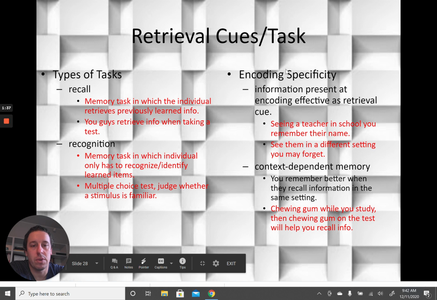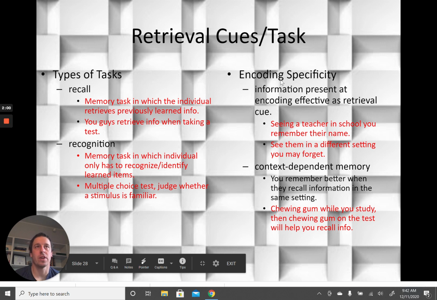And that's basically what is encoding specificity. And it is information present at encoding effective as retrieval cue. So the things that are around you when you're actually taking that information in, once again, chewing gum, studying in the same room that you took the notes, so on and so forth, that's going to allow you to remember a little bit better. So seeing a teacher in school, you remember their name.